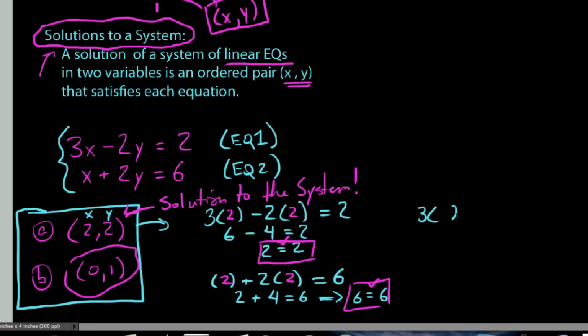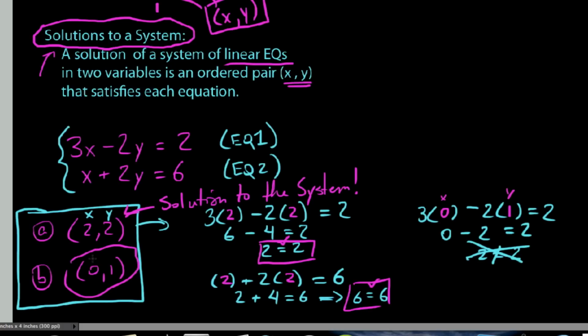We say 3 times x in the first equation minus 2 times y in the second equation is 2. What if we did plug in (0, 1)? So we plugged in 0 for x, 1 for y. We would get instead 0 minus 2 equals 2. Well, that's negative 2 equal to positive 2, and that is not true. So (0, 1) cannot be a solution to the system. The reason why is because it didn't make the first equation true.